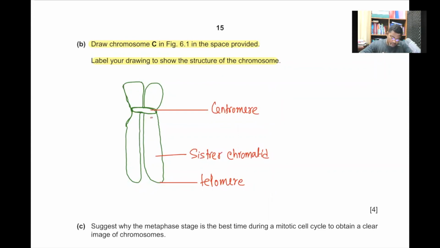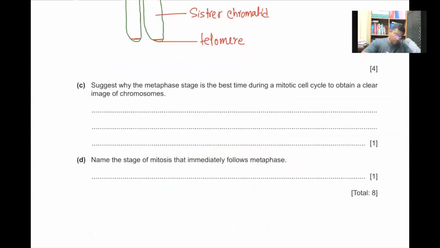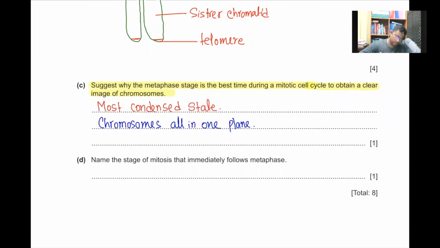So guys, we can see the centromere, the sister chromatids, and at the ends, we're going to see the telomeres. Suggest why the metaphase stage is the best time during a mitotic cell cycle to obtain a clear image of chromosomes. So basically, at this stage, the chromosomes are the most condensed, and the chromosomes are all in one place. Name the stage of mitosis that immediately follows metaphase. Well, after metaphase, anaphase is the next stage.